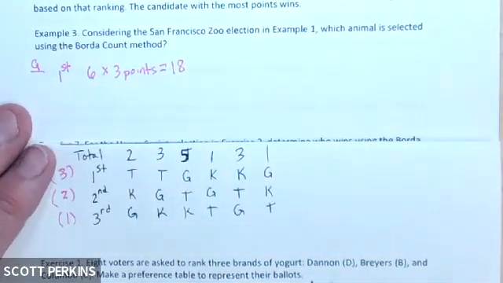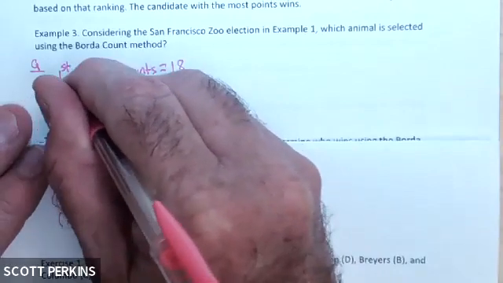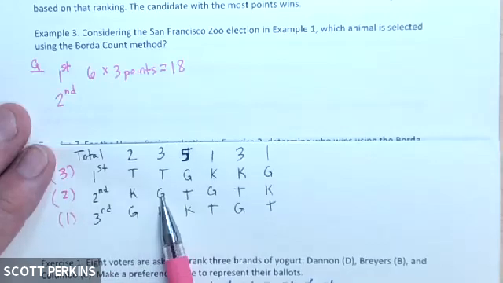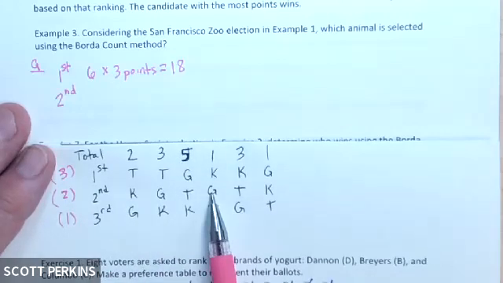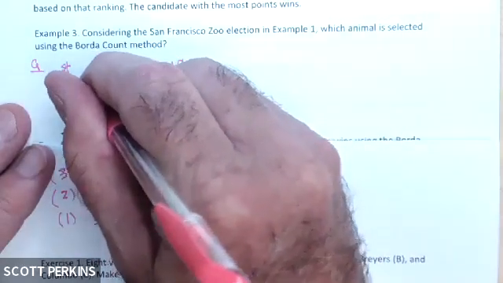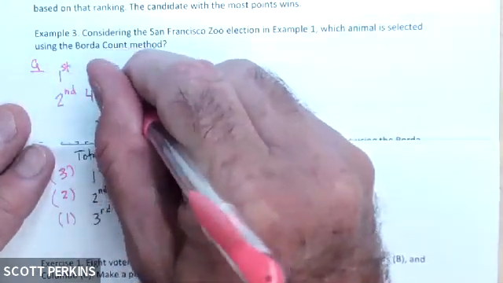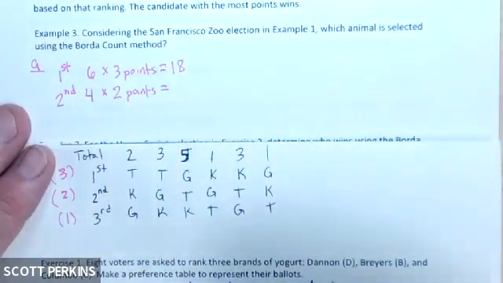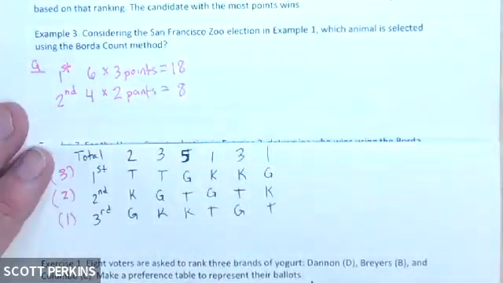Then we're going to count up how many times the giraffe occurred as the second place on the ballot. So now I'm going through the second place votes. So that happened 3 times, 4 times. Does everyone see how I'm getting 4? The giraffe got 4 second place votes. Are you with me on that? Okay, so there are 4 second place votes times 2 points. 4 times 2 means, okay, that's 8 more points for the giraffe.